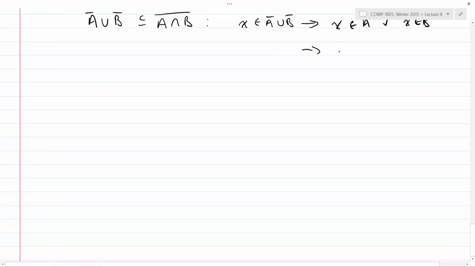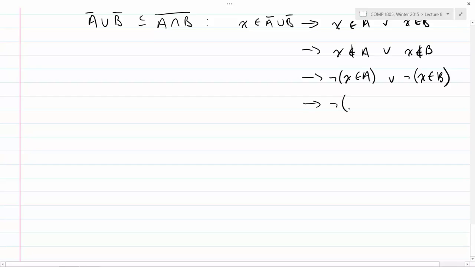All right, so what does that mean? That means X is not in A, or X is not in B, right? So that's the same as saying it is not the case that X is in A, or it is not the case that X is in B. And that implies that it is not the case that X is in A and X is in B. Right? And that's just De Morgan's law. That's exactly De Morgan's law.